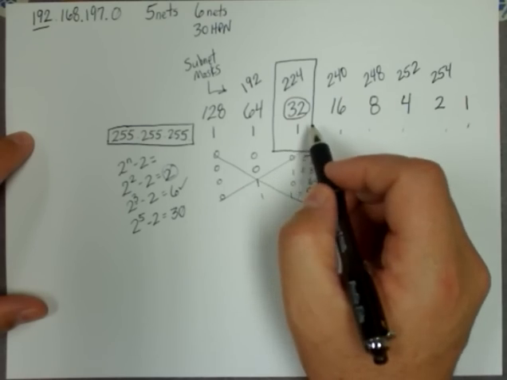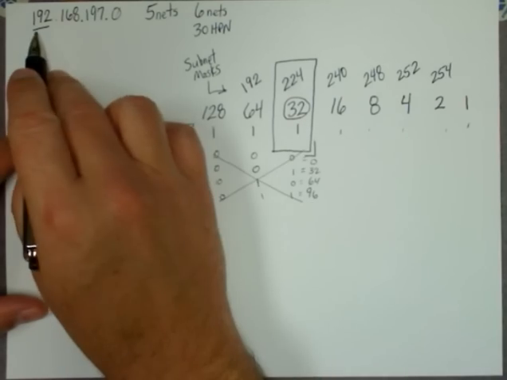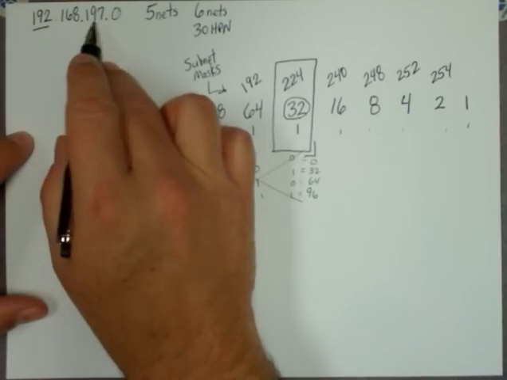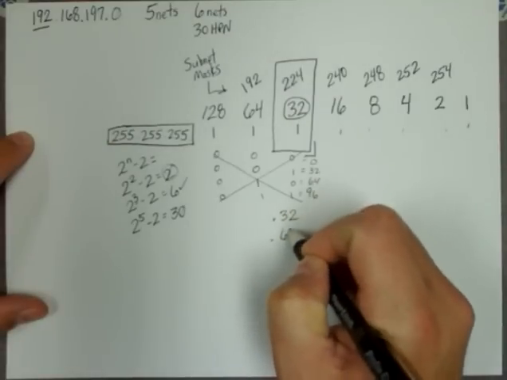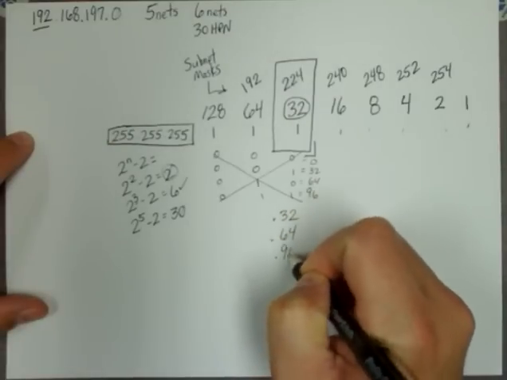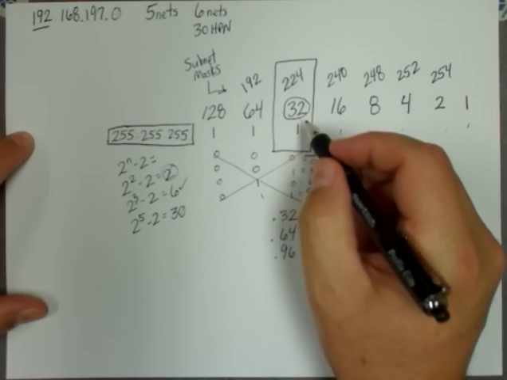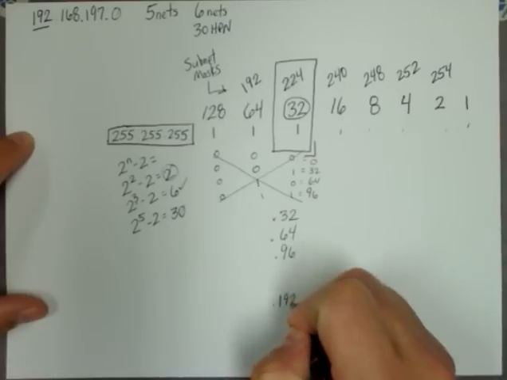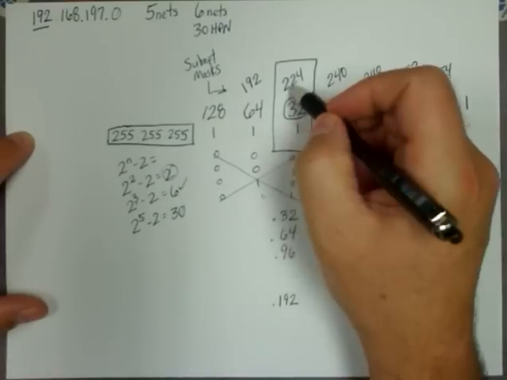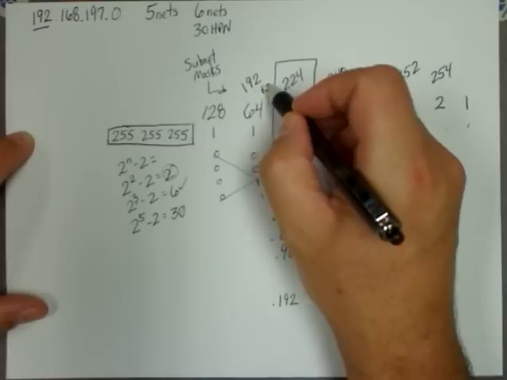So we know our first network number is 192.168.197.32. My second network number is 64, 96. Again, I'm going in increments of 32. My last network number is 192. Now I knew that very quickly just by looking at my chart. Just look to the left of the box and I see 192 as my last network number.